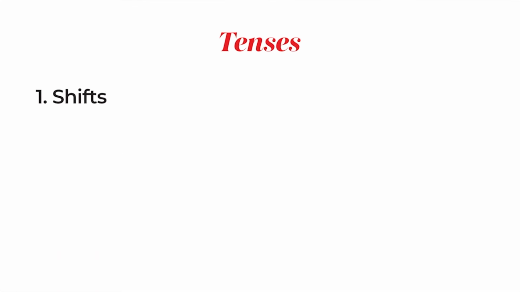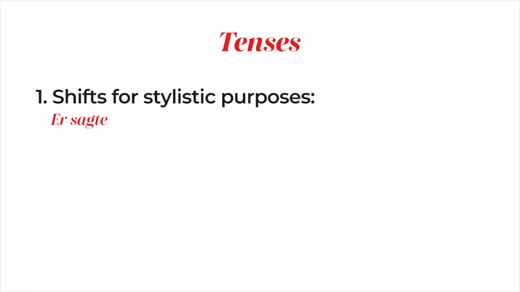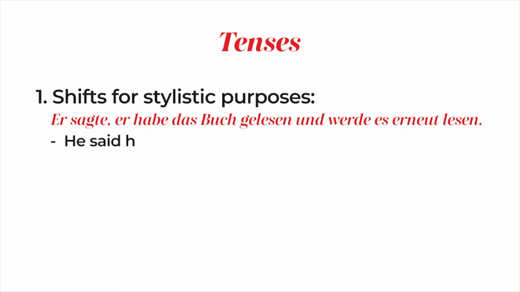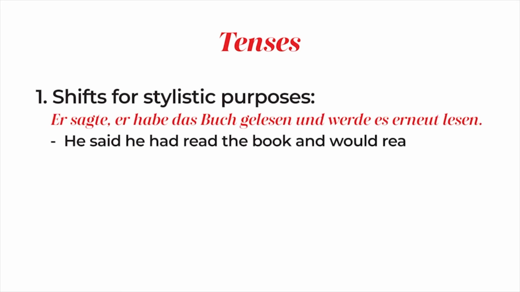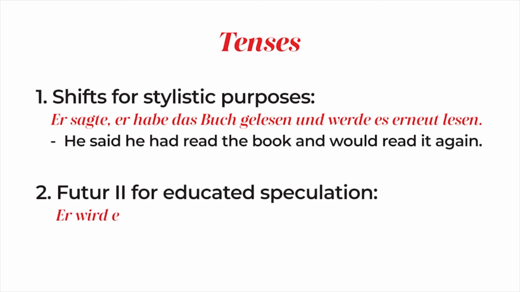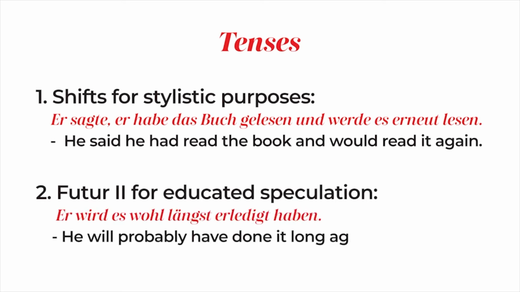Tenses. Shifts for stylistic purposes. Er sagte, er habe das Buch gelesen und werde es erneut lesen. He said he had read the book and would read it again. Futur 2 for educated speculation. Er wird es wohl längst erledigt haben. He will have probably done it long ago.